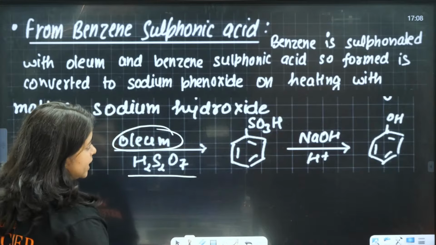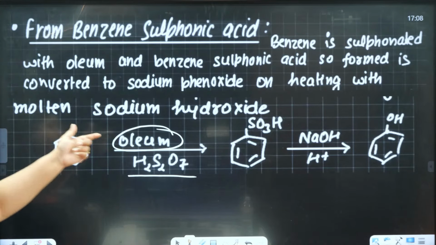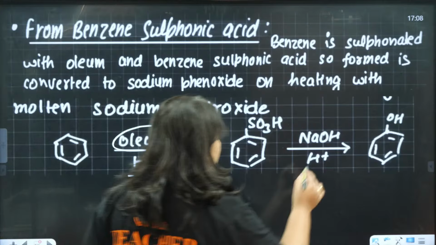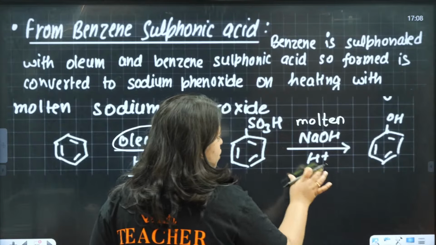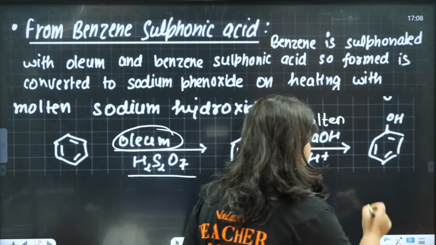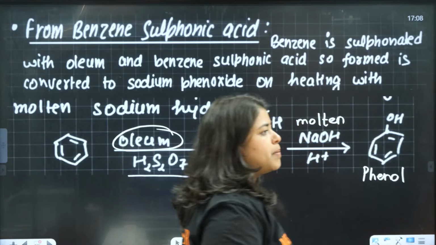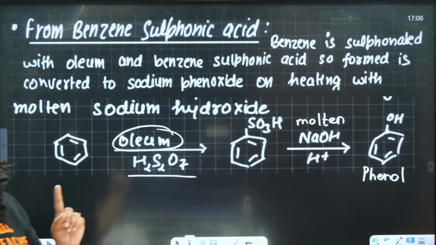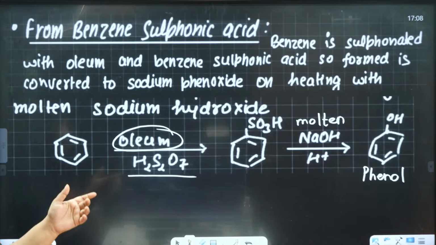Sodium phenoxide is formed on heating with molten sodium hydroxide. With the molten sodium hydroxide, we are going to get phenol. So the first preparation was with the haloarenes. Next preparation is from the benzene sulfonic acid.